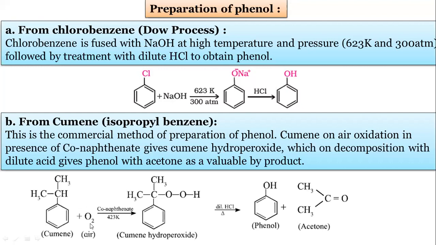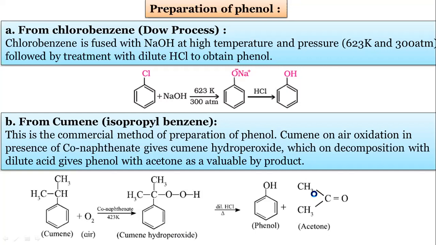So cumene with air oxidation gives cumene hydroperoxide here. See, hydroperoxide means 2 oxygens are bonded together. It is cumene hydroperoxide. O2 is added here. After this, cumene hydroperoxide, if it is treated with dilute HCl, we get the phenol here. And the byproduct is acetone. Remember, the byproduct is acetone, which is also useful. It is a very valuable product. We can use acetone for further reactions. So this is a commercial method used for preparation of phenols.